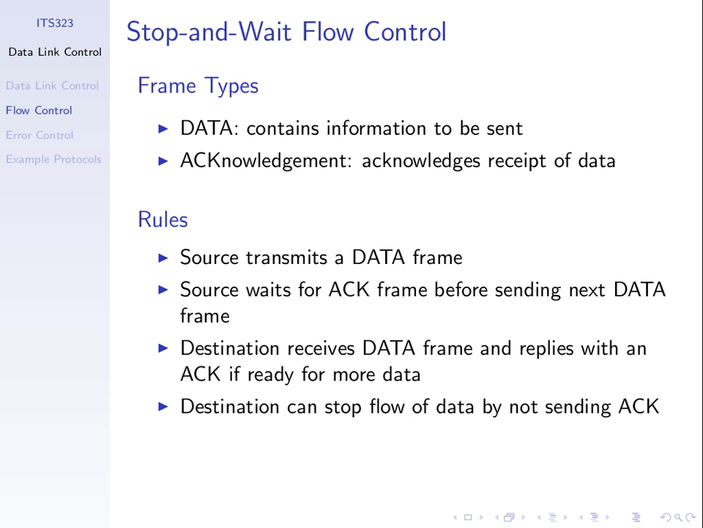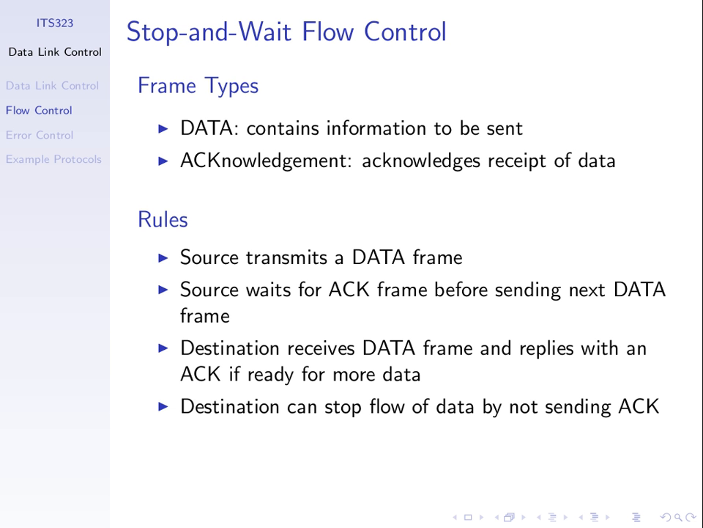The source transmits a data frame when it has some data available to send. My computer wants to send some data to B. It transmits a data frame. Then the source stops and waits for an ACK frame, and it must receive an ACK frame before it can send the next data frame. If the source has a lot of data to send from A to B, it sends the first piece in a frame, then waits for an ACK, and it cannot send the next data frame until it receives the ACK for the previous one. That's the source.